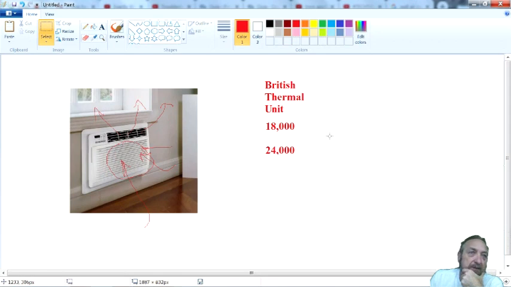18,000 is considered almost a ton and a half because 12,000 BTUs is 1 ton. So how many tons is a 24,000 BTU?